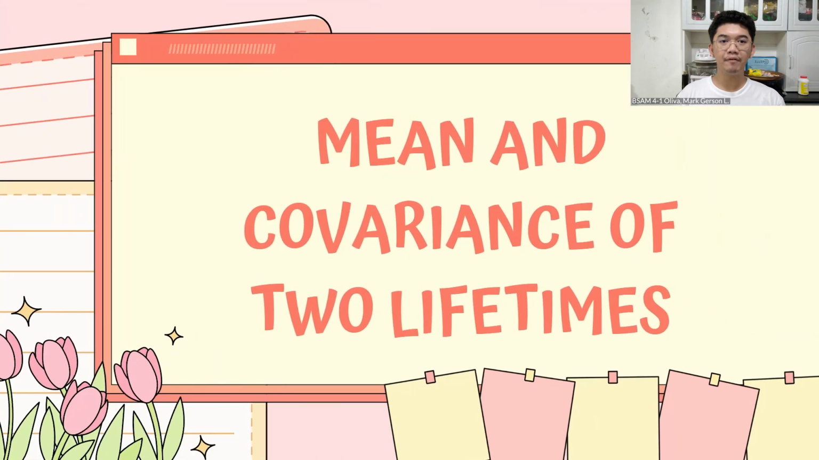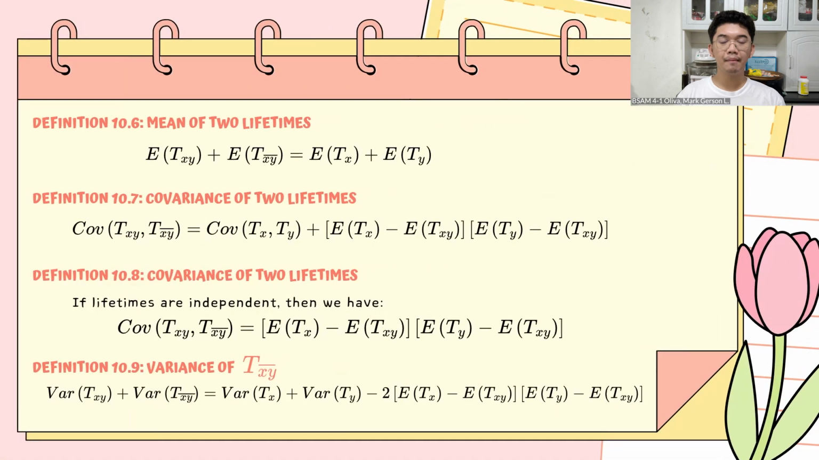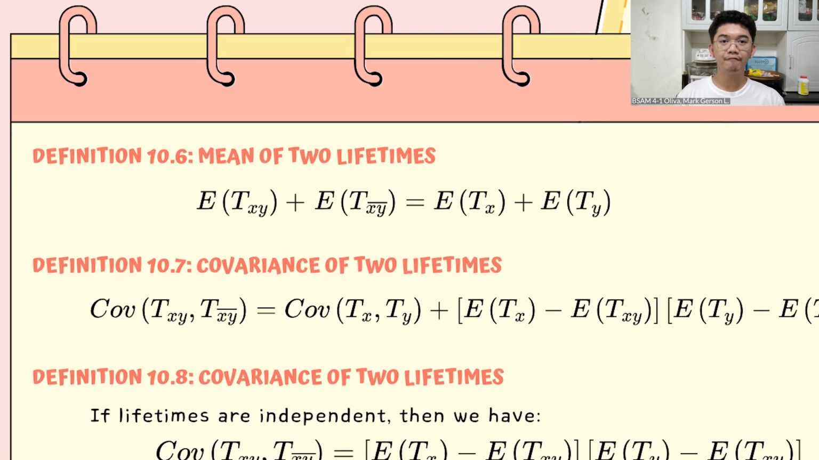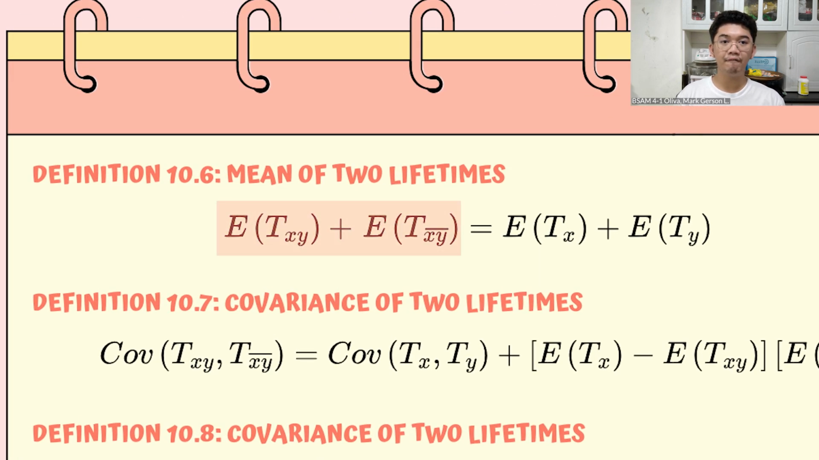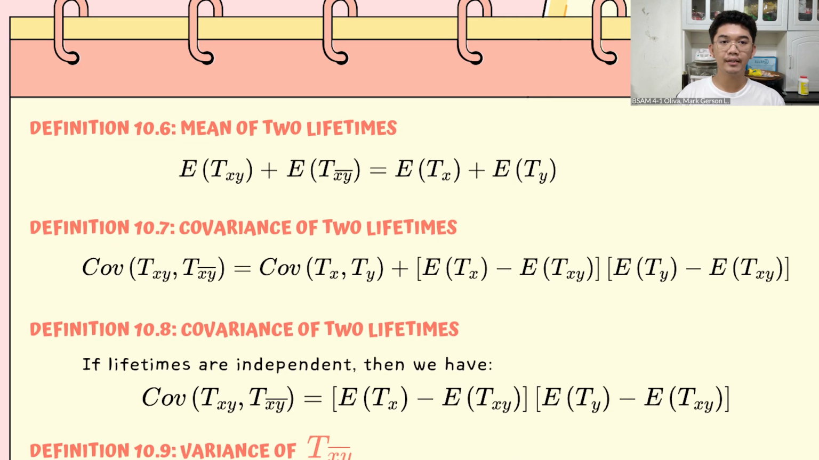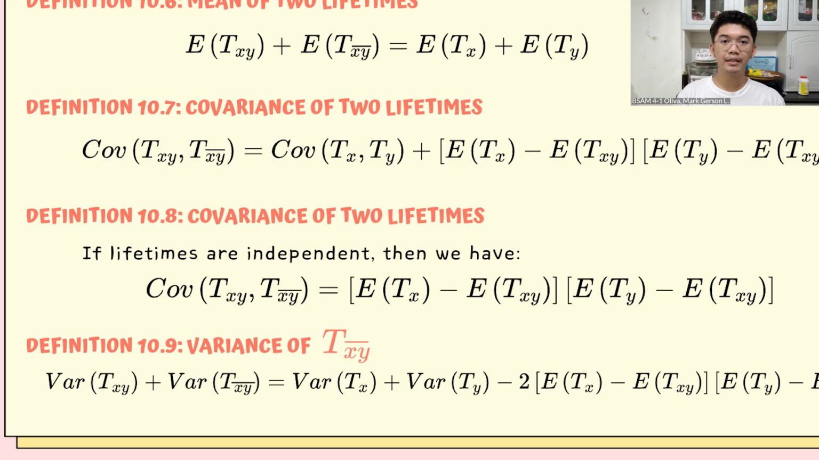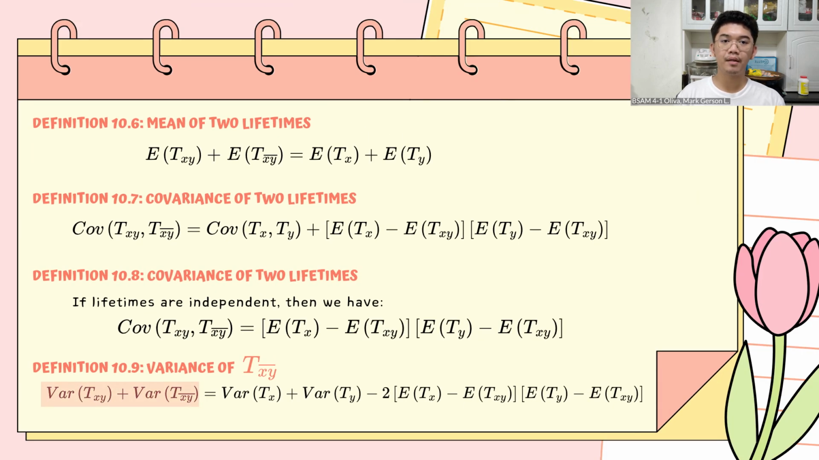Let's go over some key definitions related to two lifetimes. First, the mean of two lifetimes. The expected value of the sum of two lifetimes is just the sum of their individual expected values. Next, the covariance of two lifetimes. The covariance of the individual lifetimes plus a correction term that accounts for how their expected values differ from their joint lifetime. Now, if the lifetimes are independent, the covariance simplifies to the product of the differences between the individual and joint expectations. Finally, the variance of the joint lifetime. It's the sum of individual variances minus twice the adjustment term we saw in the covariance formula.